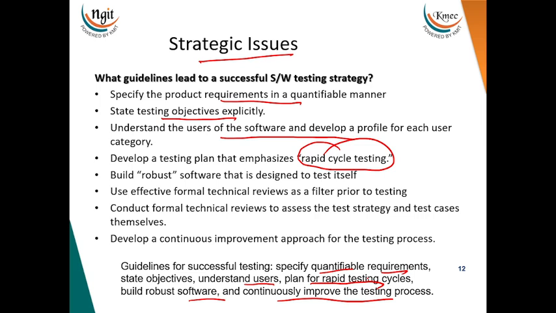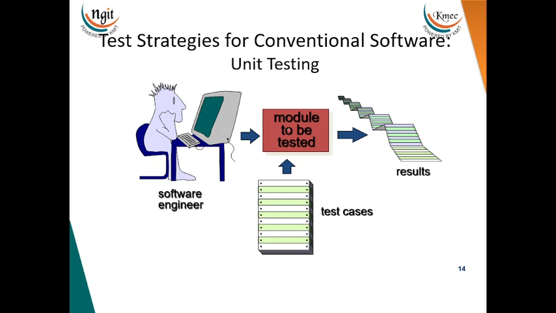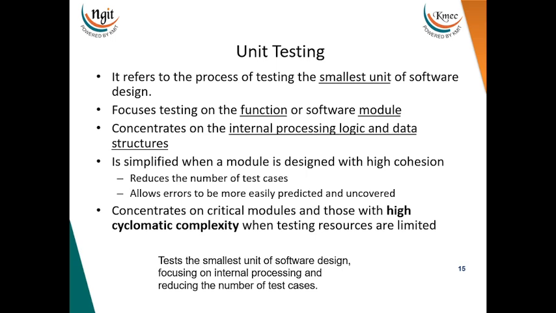It means you specify a cycle which can be done rapidly, with robust software. When you design software, it will test itself, and it gives you feedback. And you have to do technical reviews, filtering before testing. You have to do all those parts. Then testing strategies for conventional software: test cases, and the model to be tested. Correct? And these are the test cases.